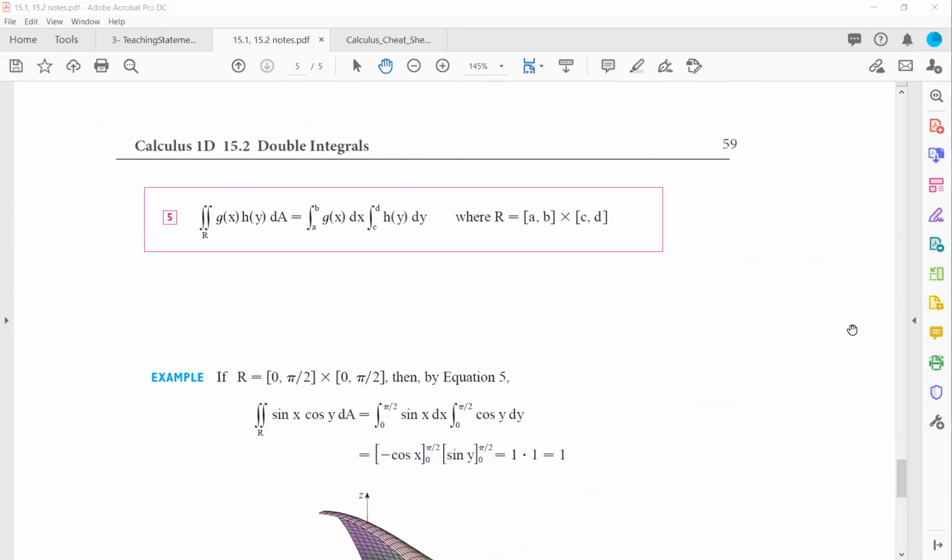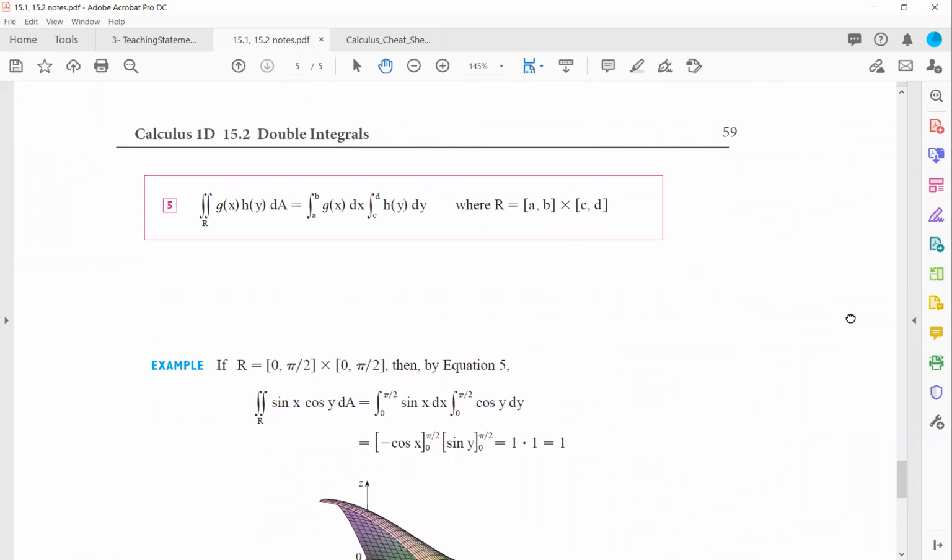So this is the theorem that I just mentioned for you. If you have two nice continuous functions and they are separated from each other, they are not dependent on each other, you can separate the integrals.